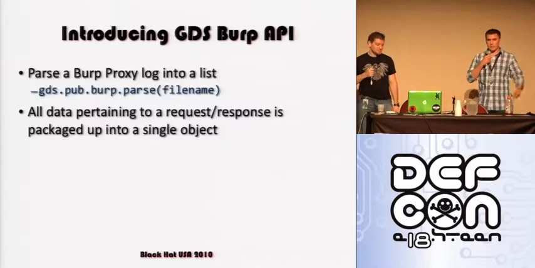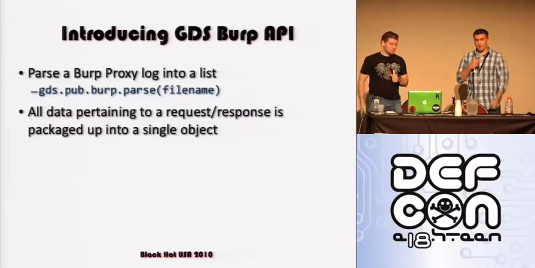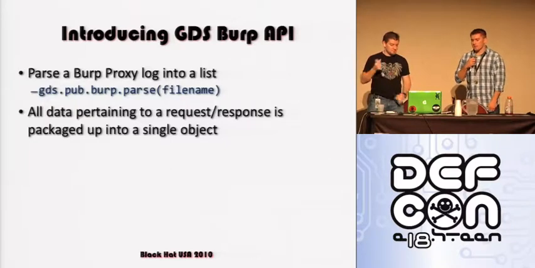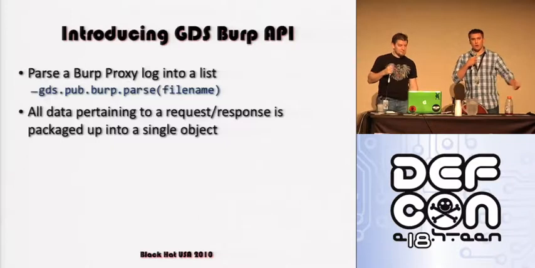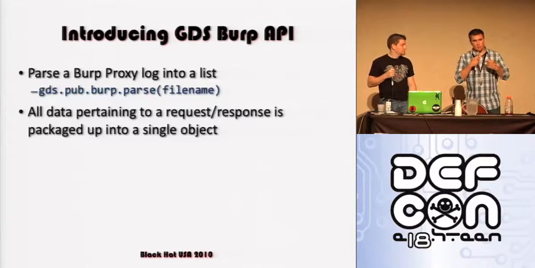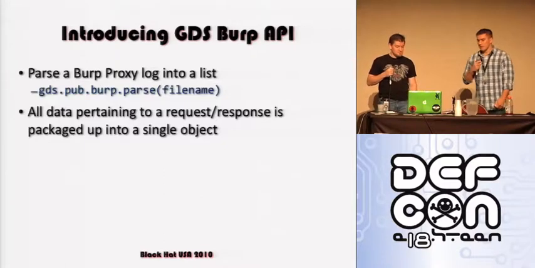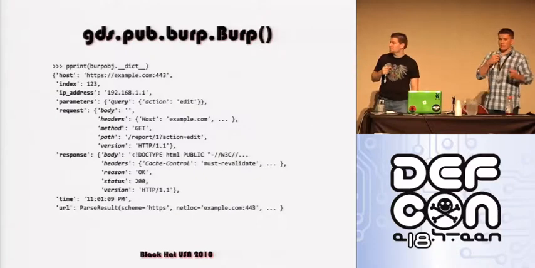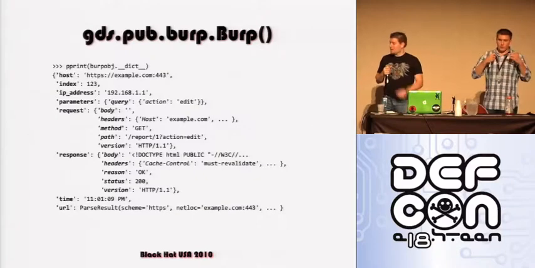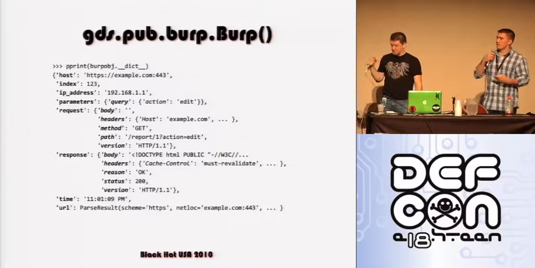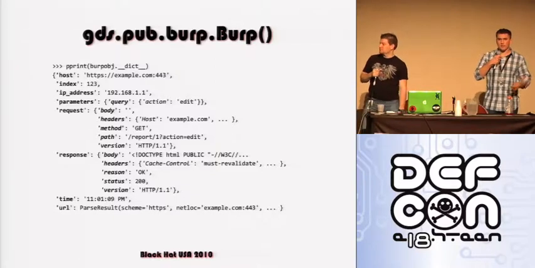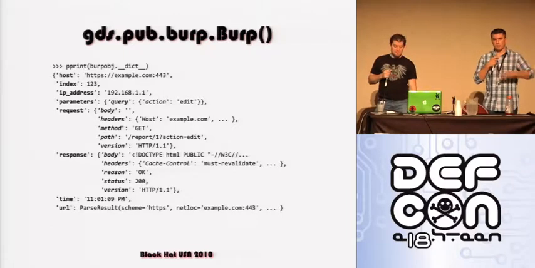What I did was I wrote this API. I call it the GDS Burp API. It allows me to parse a Burp proxy log, and then every request and response gets bundled up into what I call a Burp Object. A Burp Object looks like this. You have the request properties, the response properties, the time, the URL, and the parameters that you sent. Basically everything that Burp recorded to the log.